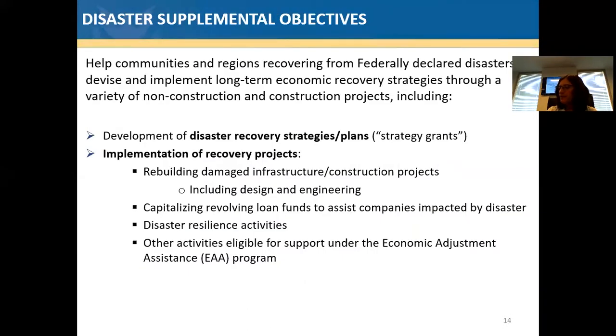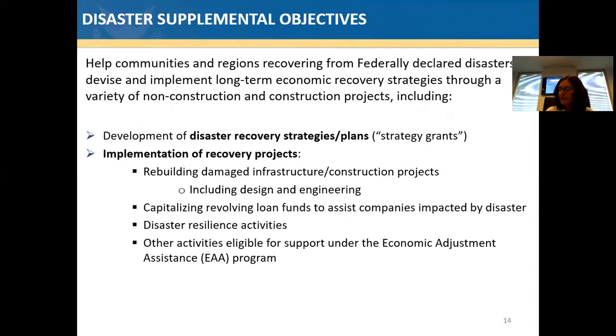And so the objectives of our legislation allow us to be quite flexible with our granting. We can use our money and award our money for both planning as well as implementation activities. Implementation activities may include construction, loan funds, resilience activities, and a host of other activities we will further discuss.